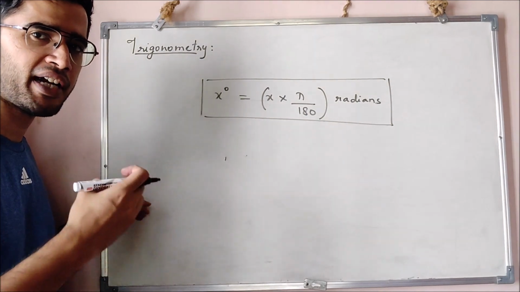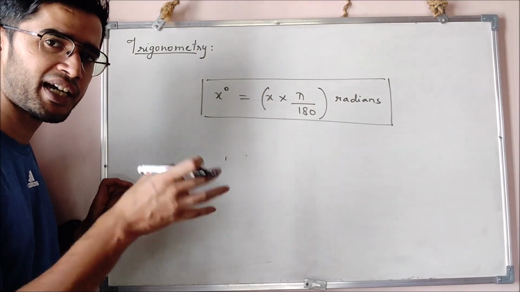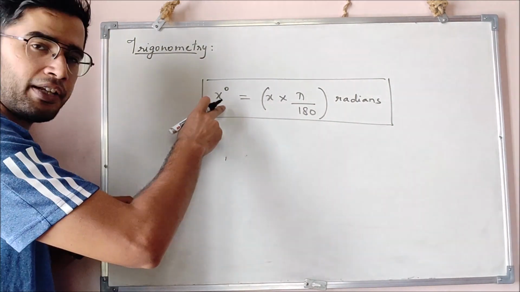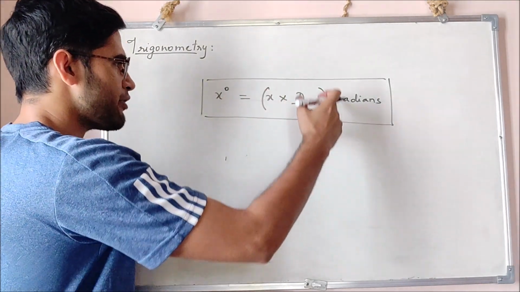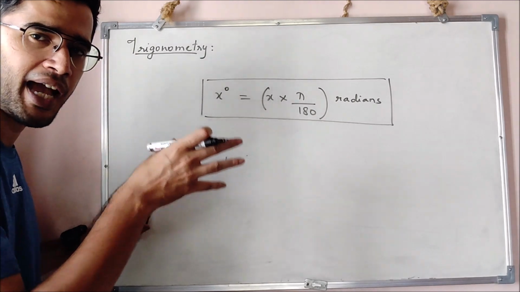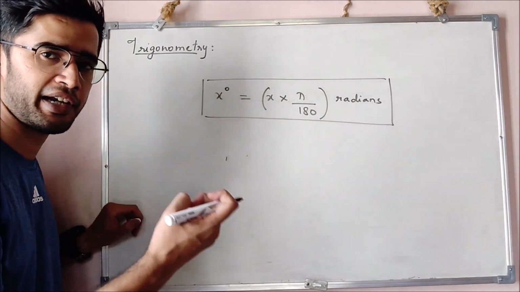So if you have an angle given in x degrees, multiply that angle given in degrees, that is your x value, with pi by 180. When you multiply this pi by 180, whatever answer you get from this, that will be an answer for the angle between these two straight lines in radians, right?